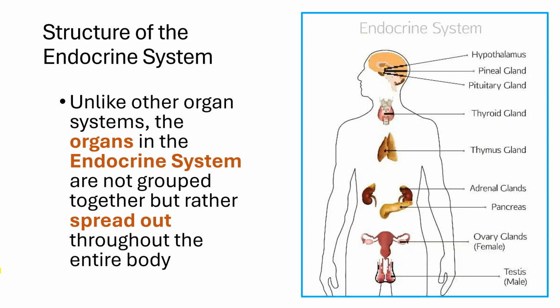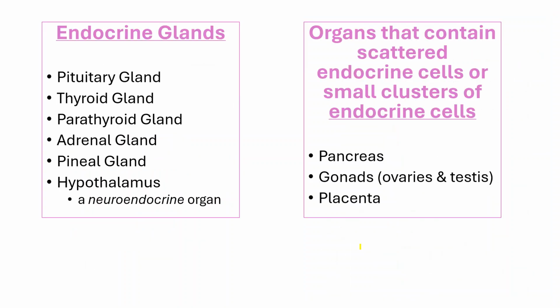The difference between the endocrine system and the other organ systems is that the endocrine system's glands are spread out through the entire body. Look, you've got glands up here, the hypothalamus, for example, pineal gland, they're up inside the brain, and then all the way down to the ovaries and testes, all the way down to the lower part of the body. So again, the endocrine system's organs are going to be spread out throughout the entire body. This is just an example of those glands that you will find.